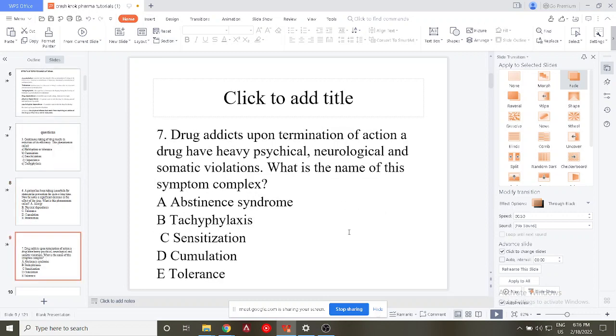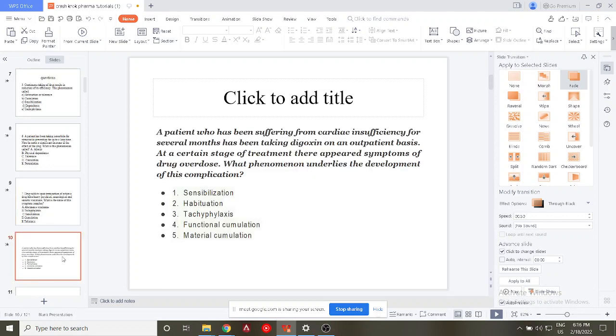Someone else, please. Drug addicts, upon termination of action of a drug, have heavy physical, neurological, and somatic violation. What is the name of this symptom complex? So it's abstinence syndrome. Yes, that's correct. Good job. Next question.